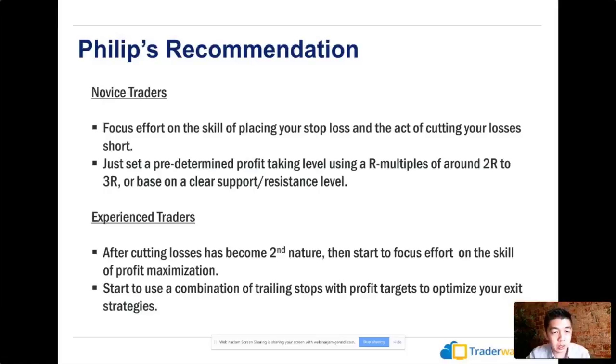All right. So this is the thing. If you're a novice trader, please take note of focusing on your stop loss. And then if you're an experienced trader, when cutting losses has become second nature to you, start to learn how to optimize your profit taking levels.